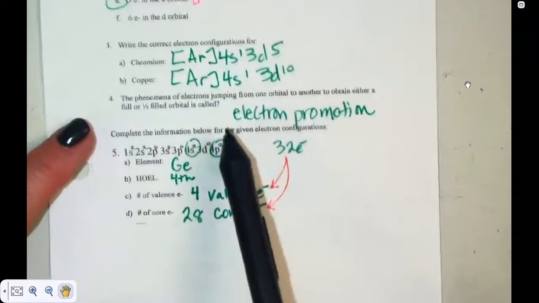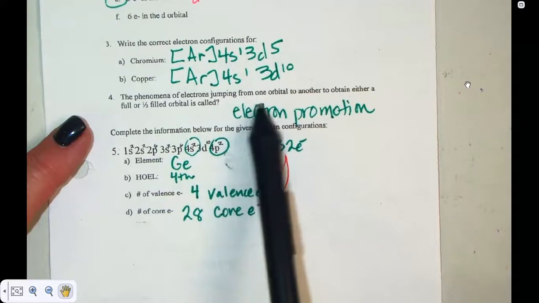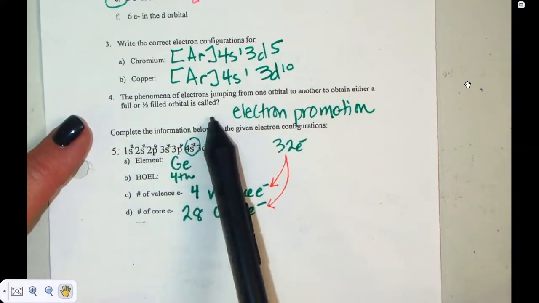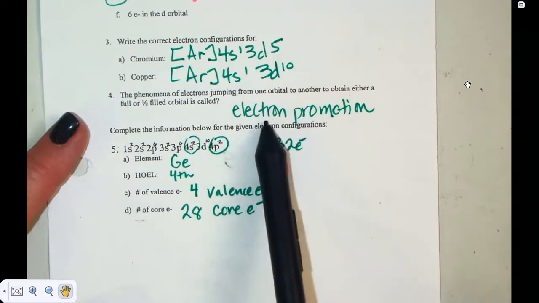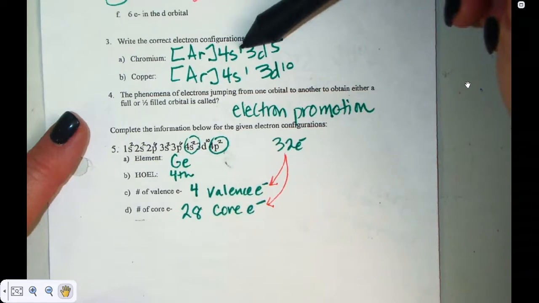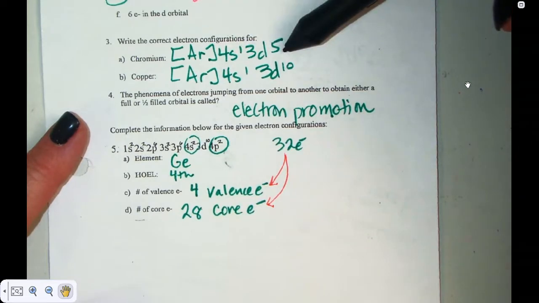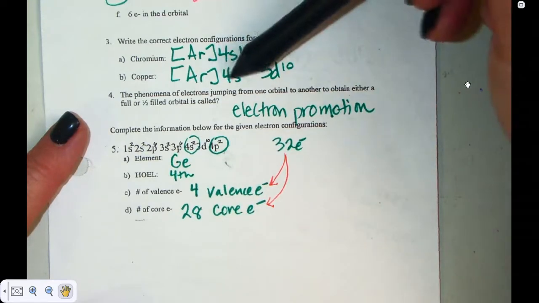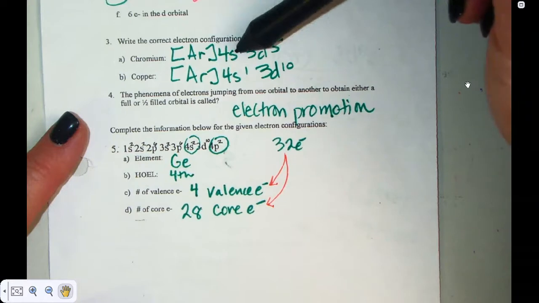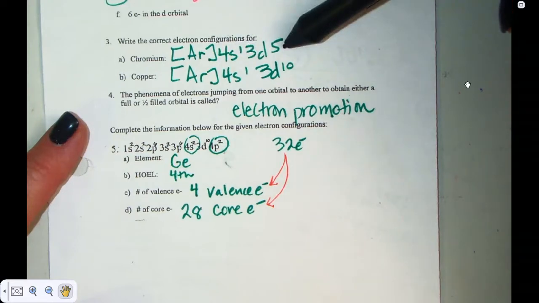Number 4, the phenomenon of electrons jumping from one orbital to another to obtain either a full or half-filled orbital is called what? Well, in the notes, we said it's called electron promotion. That's what happens when one of the s electrons jumps over and half-fills the d here, and then one of the s electrons here jumps over and fills the d here. That's called electron promotion. One of the electrons gets promoted to the next energy level to make either a full or half-filled orbital.